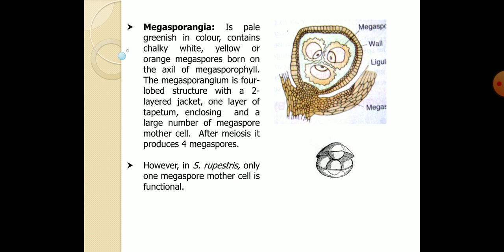Usually 400 to 2000 microspores are produced in a microsporangium. The megasporangia are pale greenish yellow in color, and sometimes they may be yellow or orange. They have 2 to 3 layers of jacket, and only 4 megaspores are produced in a megasporangium.